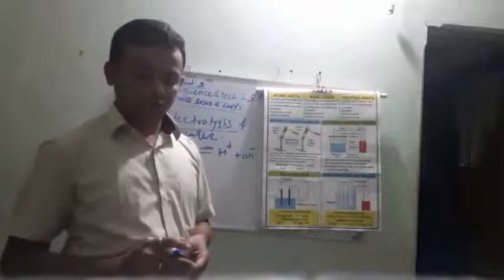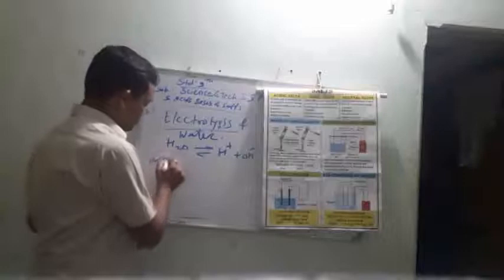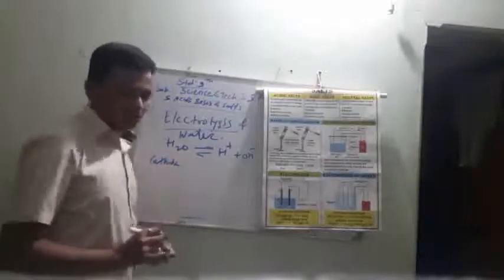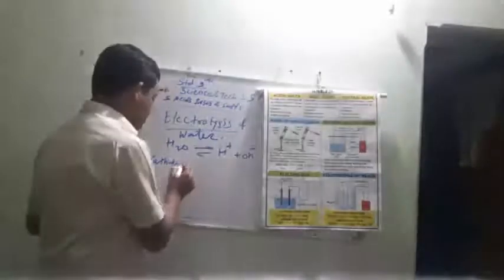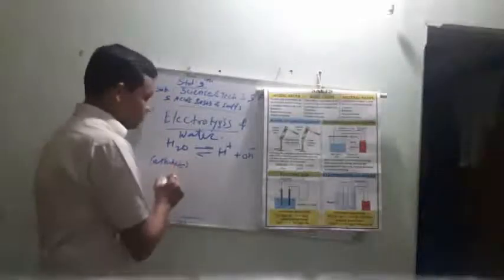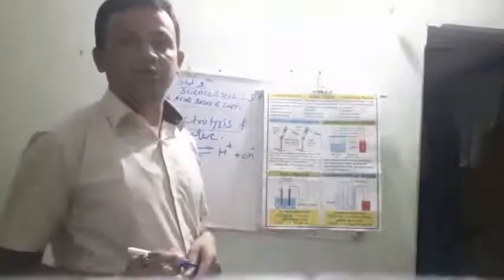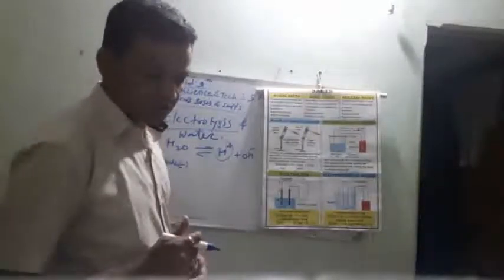Now what happens at the cathode side? See, the cathode, having negative charge, which means negative electrode, and we know that positive ions are attracted towards the negative electrode. So in this case, the positive ion is hydrogen, which is attracted towards the cathode.